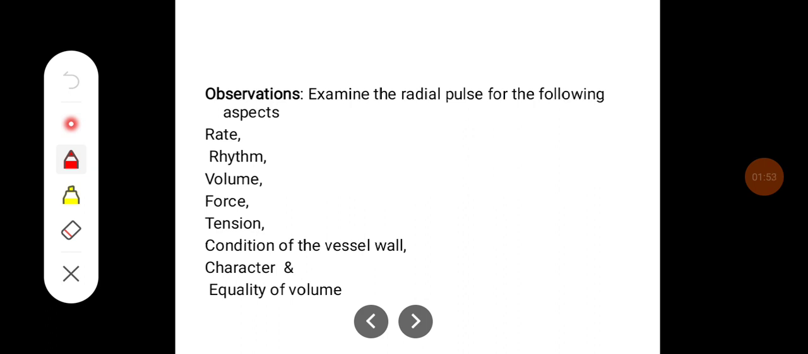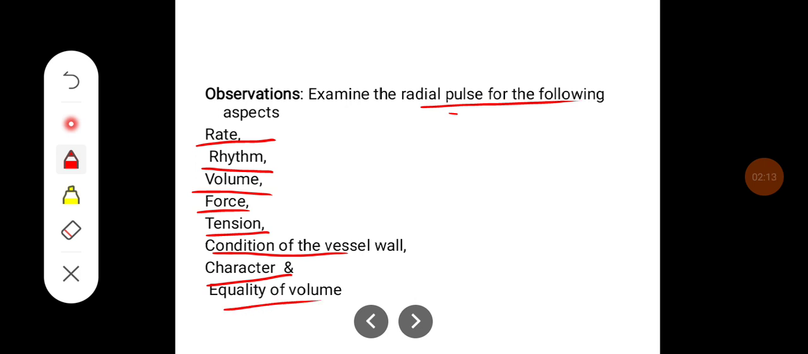Different observations are done when the radial pulse is palpated. They can be rhythm, rate, volume, force, tension, condition of the vessel wall, character of the vessel wall, and equality of the volume on both sides of the arterial pulse is determined.